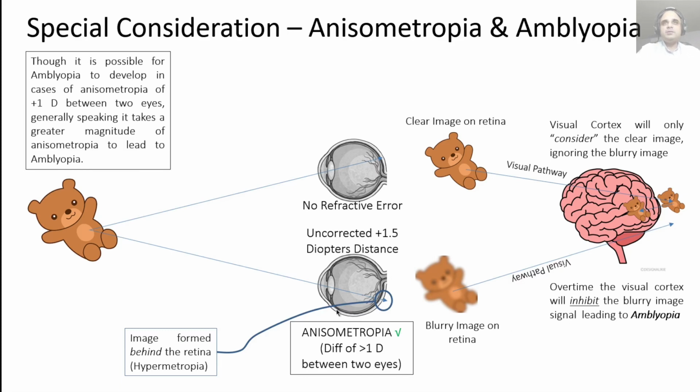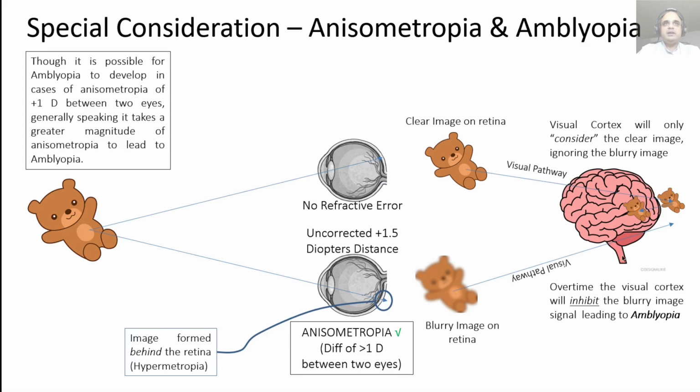Although it is possible to get amblyopia with anisometropia of as little as 1 diopter, it usually takes more than 1 diopter of anisometropia to get amblyopia. And it's usually a plus error. A minus error or a myopic error does not lead to amblyopia. So amblyopia happens when you have an eye that is apparently fine, a normal looking eye, it just does not see. It does not see in this case because there was anisometropia, a difference in refractive error between the two eyes, leading to the visual cortex inhibiting the signals from the blurry eye.